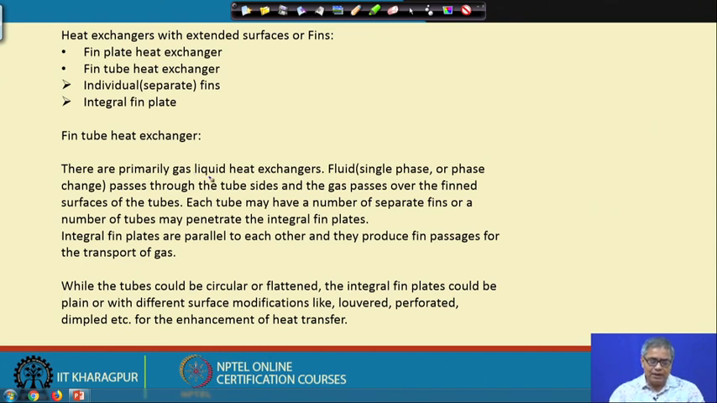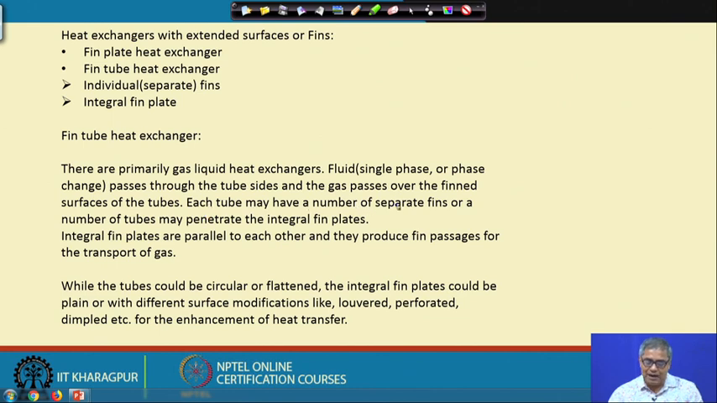There are primarily gas liquid heat exchangers, this fin tube heat exchanger. Fluid, either single phase or phase change, passes through the tube side and the gas passes over the fin surface. So, basically we will have a tube, and on the tube we will have fins, and inside the tube there will be passage of either liquid or gas, or a liquid vapor mixture, and on the outer side of the tube, which has fins, there will be passage of gas.